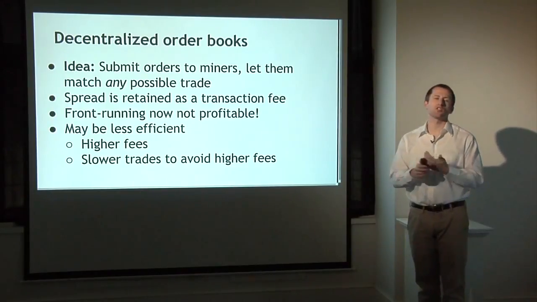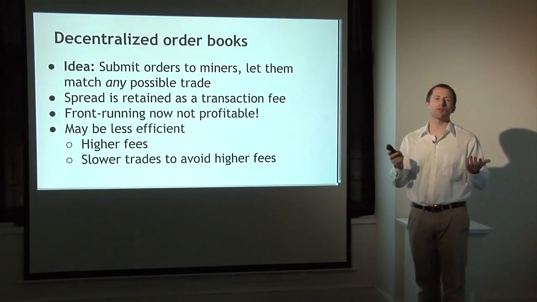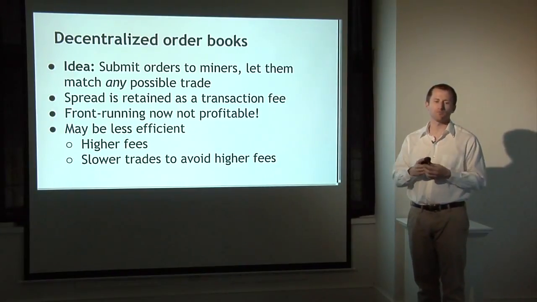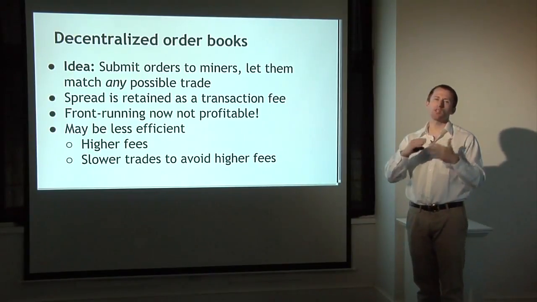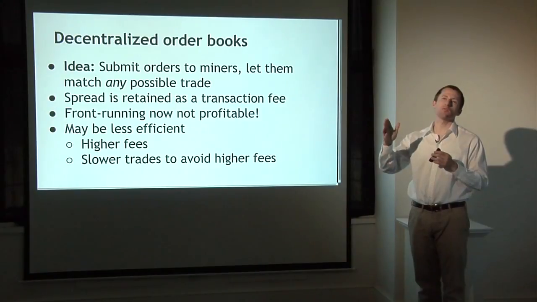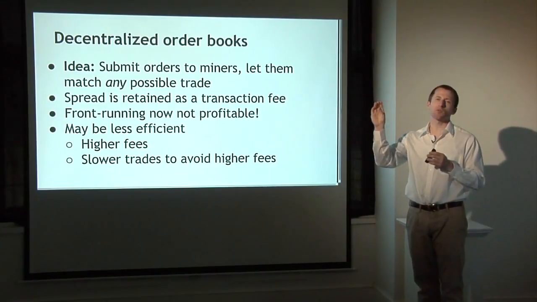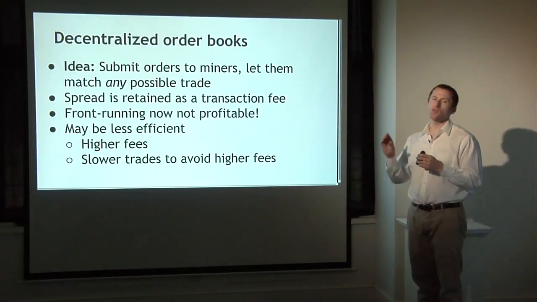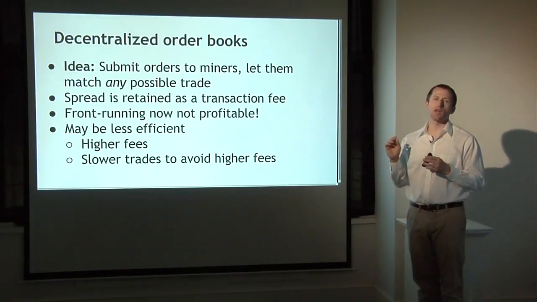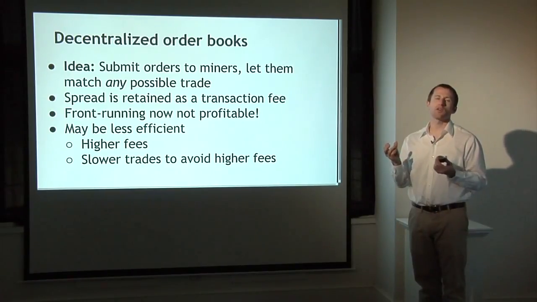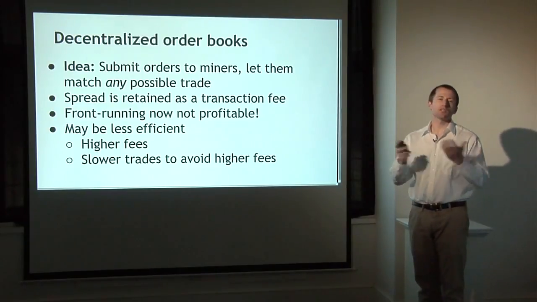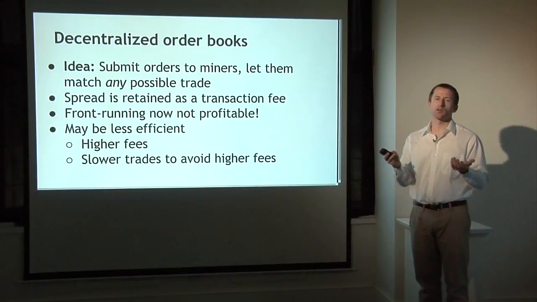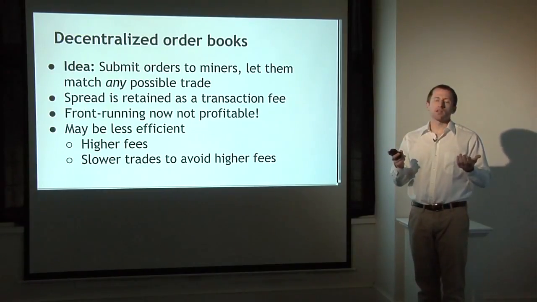But there's a clever idea, which is to just forget about front running and say, instead of having front running be a bug or a crime, we're just going to have it be a feature. And the way to do that is that everybody can submit orders to miners, and the miners can match any possible trade. And instead of splitting down the middle, the miner actually keeps the entire spread as a transaction fee. And the beauty of doing this is that the miners now receive a transaction fee, and they have no incentive to front run, because front running will never be more profitable than just capturing the spread as a transaction fee. So this is a very nice, elegant way of doing a decentralized order book. The only downside here is that you have to pay potentially a high fee to the miner if there's a high spread.